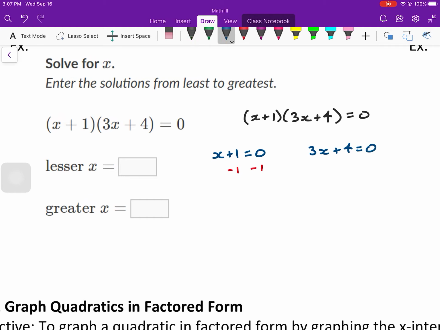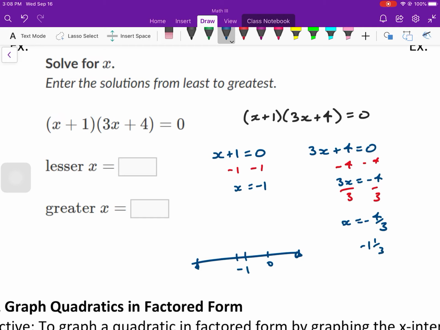So this one I get x equals negative 1, and we knew that one. Now what's greater, negative 4/3 or negative 1? Because we've got to figure out which is the lesser value. Now they are negatives. So here's 0, here's negative 1. Negative 4/3 would be negative 1 and 1/3, so it would actually be a little more to the left, right? This would be the negative 4/3. So the lesser value is further to the left, the negative 4/3. And this would be the greater value, negative 1.